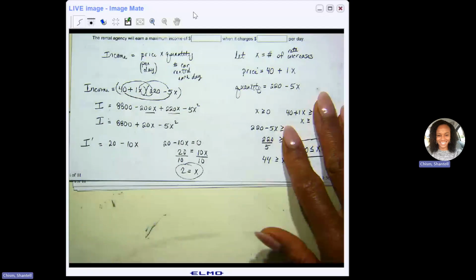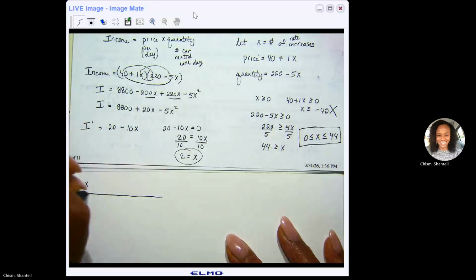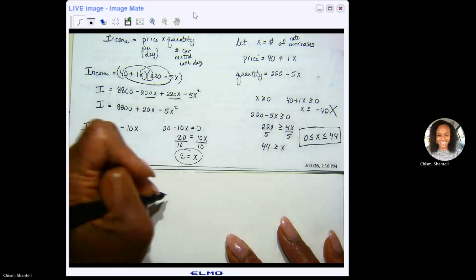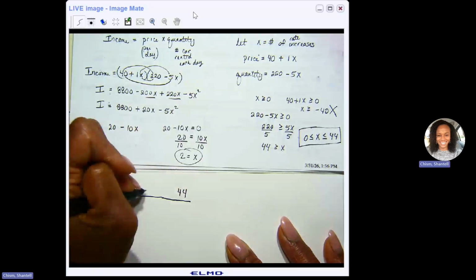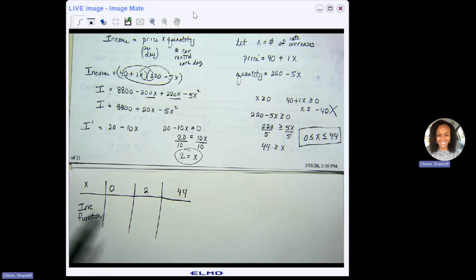Now, with that being done, we can set up a little sign chart or a little table, whichever you want to call it. So x can be 0, 44, or 2. And then what we're going to do is evaluate the income function at these values to figure out where our max is, because we're trying to maximize income. So it will either be at an endpoint or where we have a horizontal tangent for the function, in other words, where the derivative equals 0. And the derivative was equal to 0 when x was equal to 2.